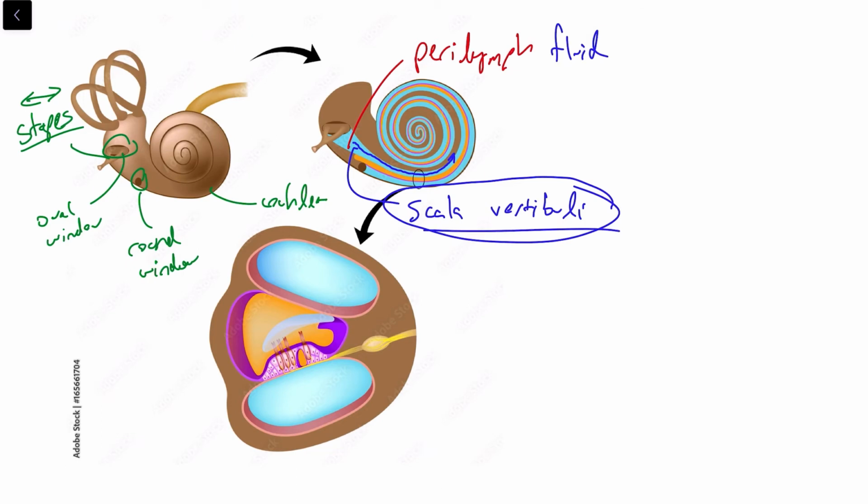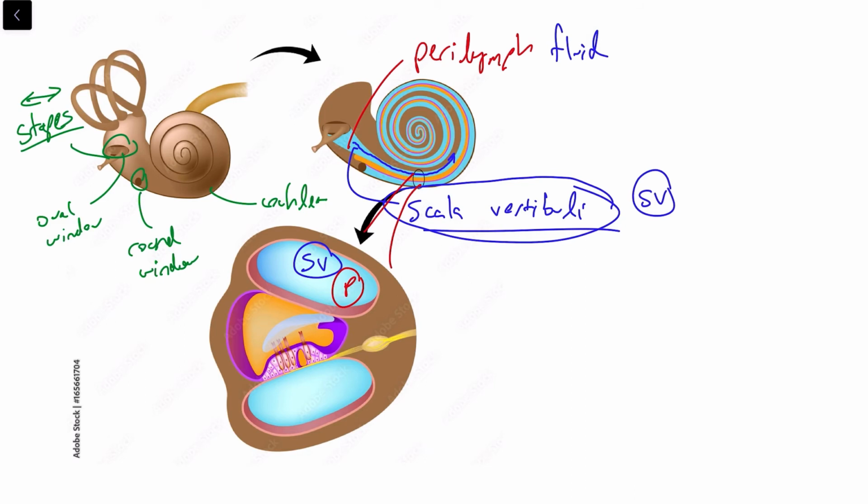And so the scala vestibuli, I'll abbreviate this SV to save my hand, is basically going to keep running down here, and this is a cross section of that area. If we were to take this and blow it up, this is what we're seeing. You've got your scala vestibuli, and then you've got your perilymph fluid, which is the actual inside fluid of this thing, running against that.